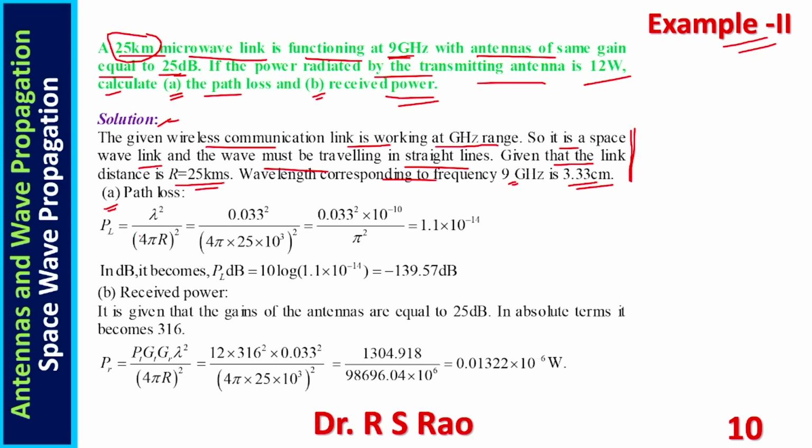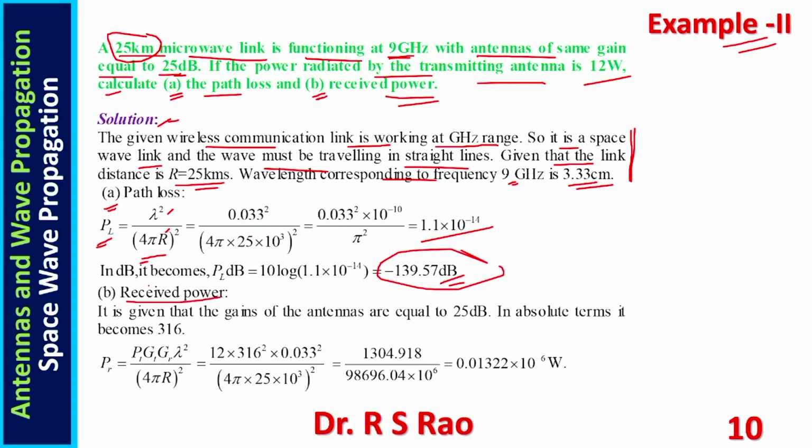PL is given by the formula lambda square over 4 pi r whole square. Lambda is available, r is available. Substitution and simplification gives us PL as 1.1 into 10 power minus 14. Also we can determine it in dB by applying 10 log over 1.1 into 10 power minus 14. It turns out to be minus 139.57 dB. This one.